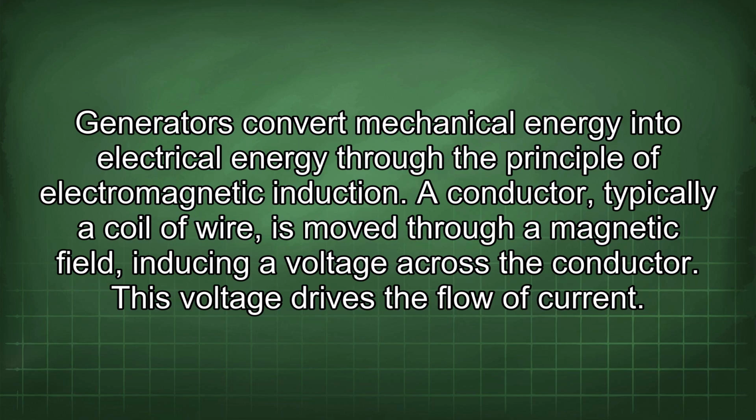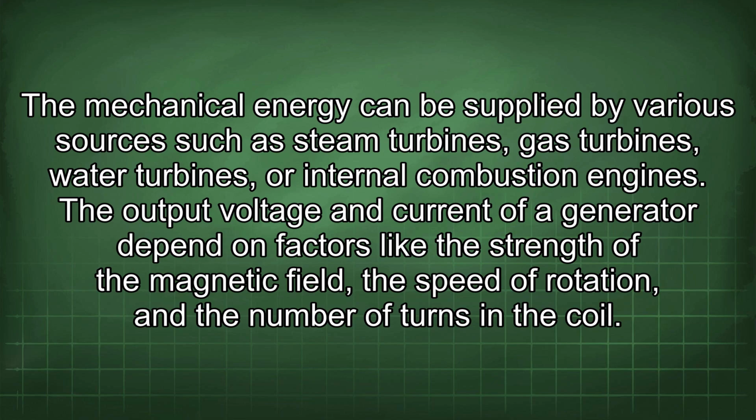Secondly, mechanical action, as seen in a generator. Generators convert mechanical energy into electrical energy through the principle of electromagnetic induction. A conductor, typically a coil of wire, is moved through a magnetic field, inducing a voltage across the conductor. This voltage drives the flow of current. The mechanical energy can be supplied by various sources such as steam turbines, gas turbines, water turbines, or internal combustion engines. The output voltage and current of a generator depend on factors like the strength of the magnetic field, the speed of rotation, and the number of turns in the coil.